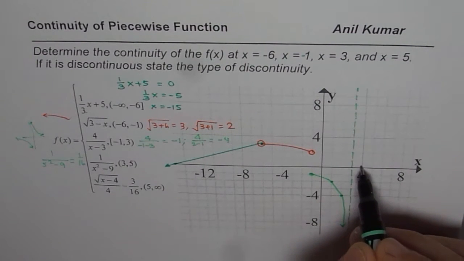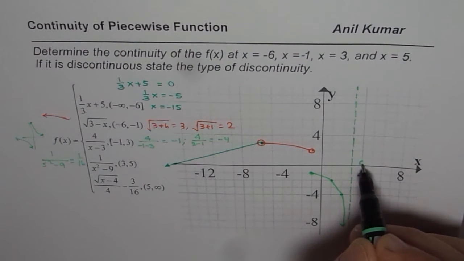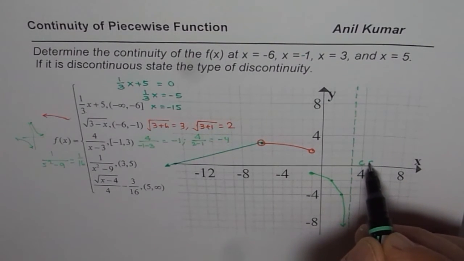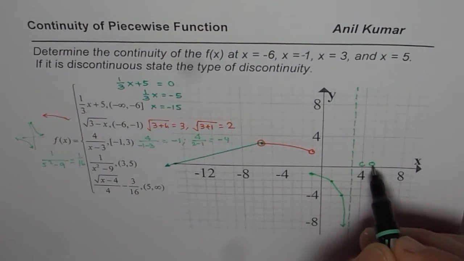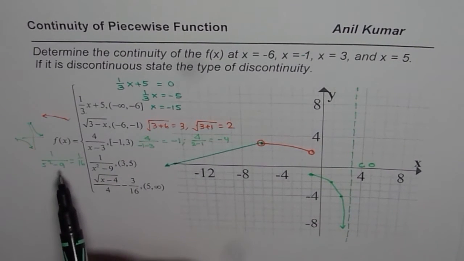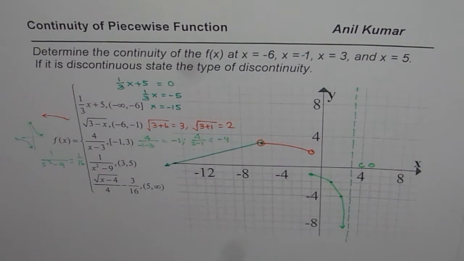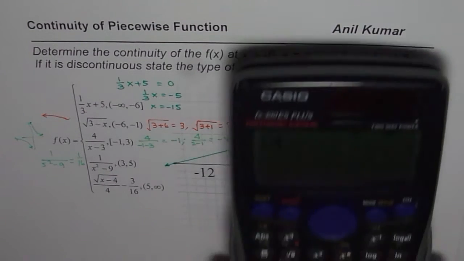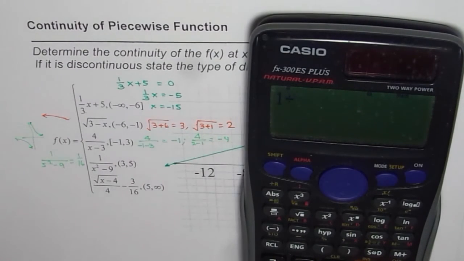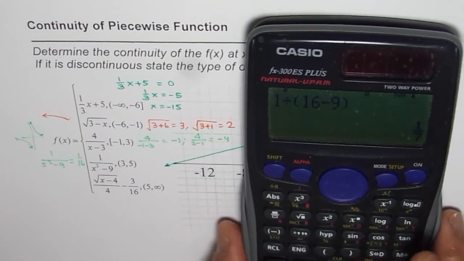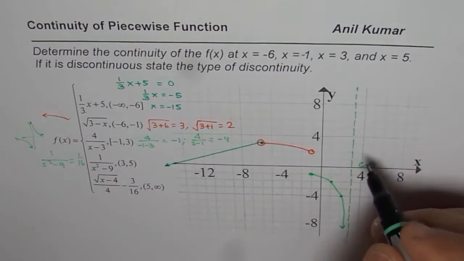So at 5, it is 1 over 16, which is here. But this point is not included. Let us make a hole here. This is 5, so let's make a hole here. If I substitute other values, let us say 4, then 4 squared is 16, so we divide 1 by 16 minus 9. 16 minus 9 is 7. So about 1 over 7, which is still a very small value.